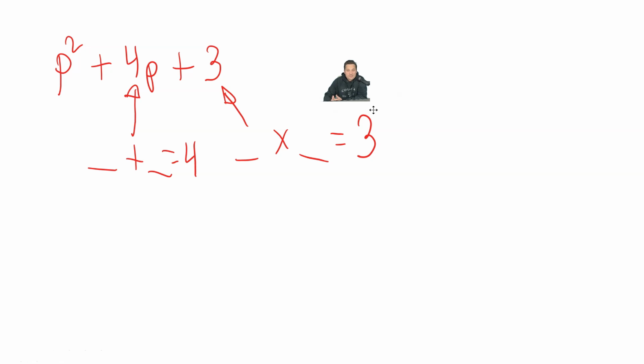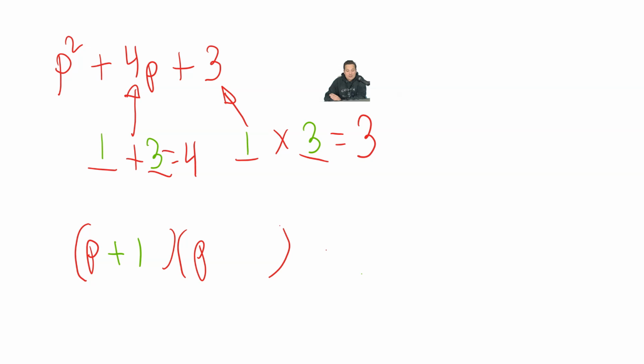So here the answer is still found pretty easily, because the only numbers that make this true are 1 and 3. 1 plus 3 is 4, and then 1 times 3 is 3. Okay, so that means the following. When I factor, I can put these things together as follows. P, and in the blank spaces, I put each of the values. So p plus 1, say, and then p plus 3 also. So p plus 1 times p plus 3 is the factored form of the trinomial.